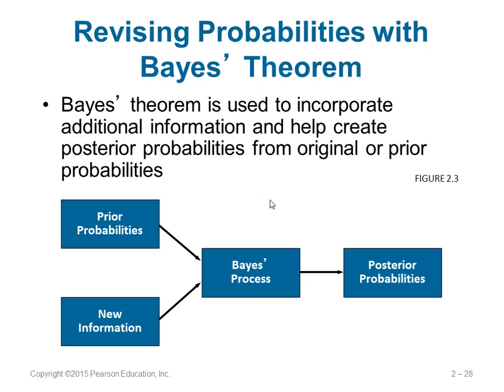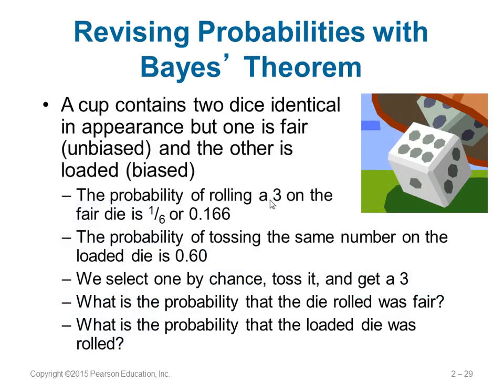Bayes theorem, here what we do is you have some prior probabilities, some known probabilities. You get some extra information. Using the Bayes process, you calculate, you find out what is called posterior probability. These probabilities are used to replace the prior probability or are used to go for the next step.